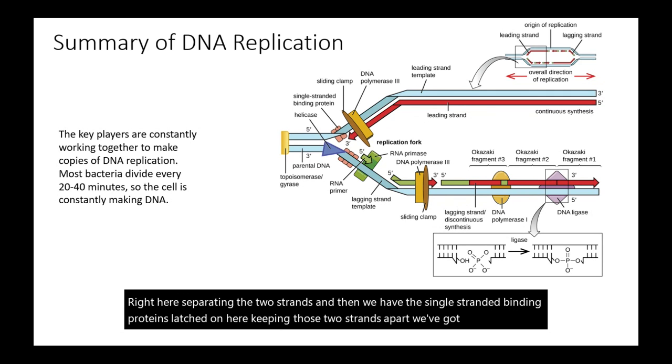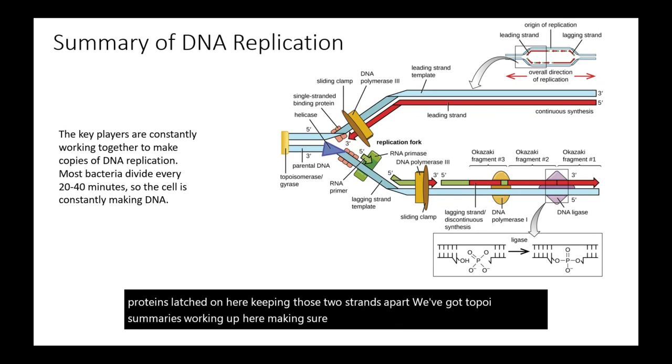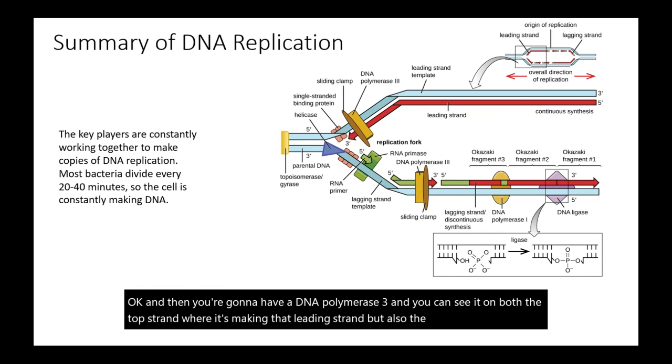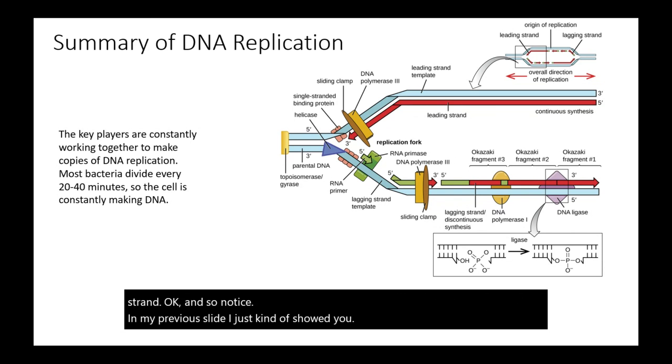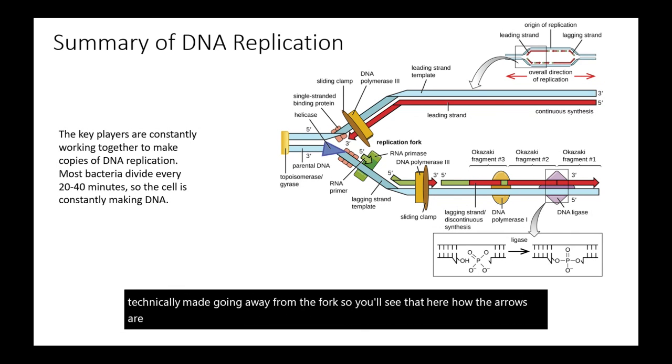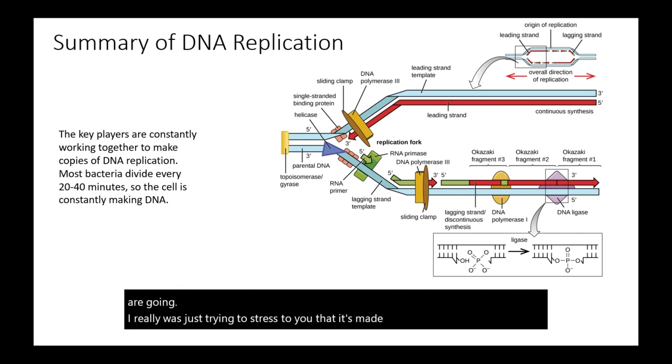We've got topoisomerase working up here, making sure this region doesn't get wound up too tight, okay? And then you're going to have DNA polymerase 3, and you can see it on both the top strand, where it's making that leading strand, but also the bottom strand, okay? And so notice in my previous slide, I just kind of showed you how the Okazaki fragments were made, but like I mentioned in the text, it's technically made going away from the fork, so you'll see that here, how the arrows are going. I really was just trying to stress to you that it's made in pieces.